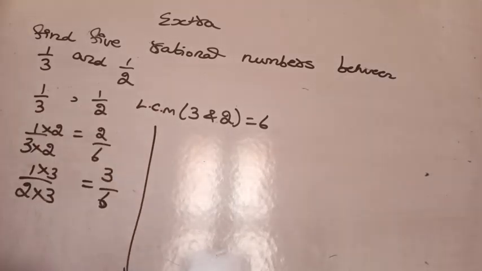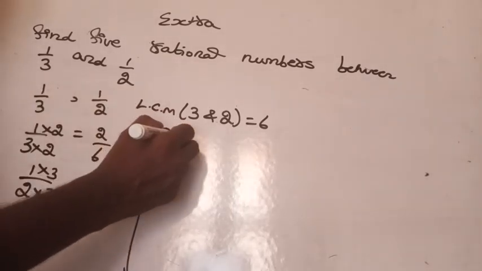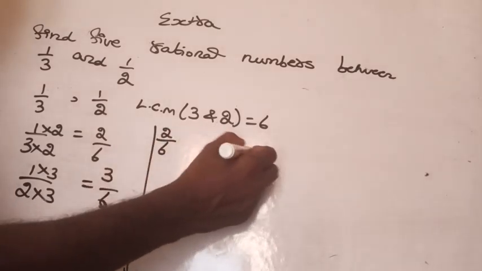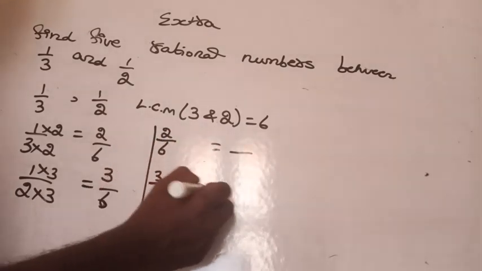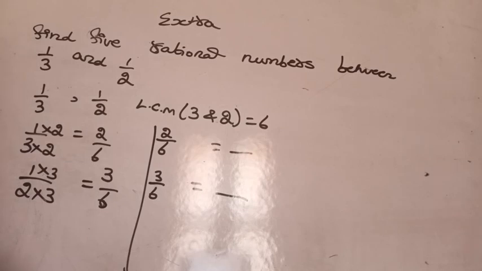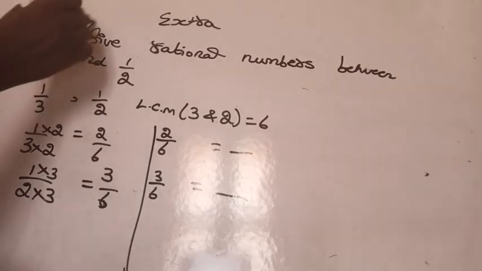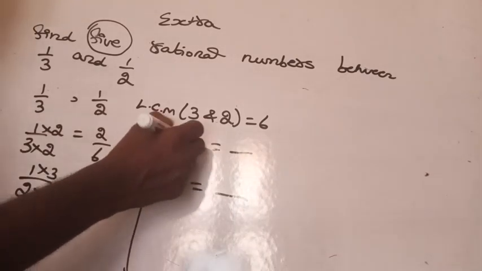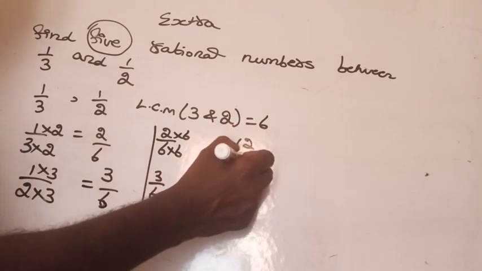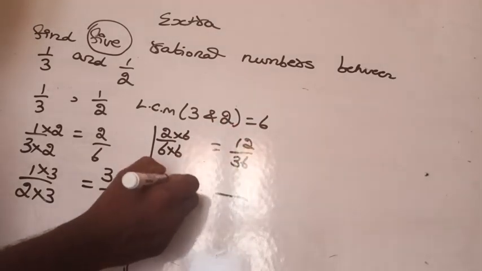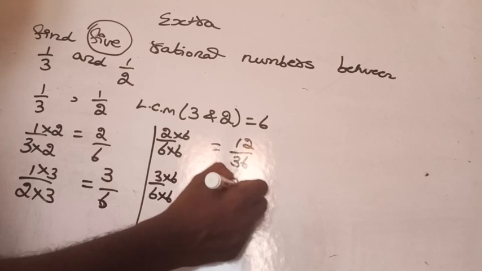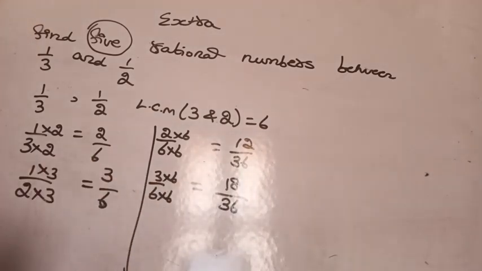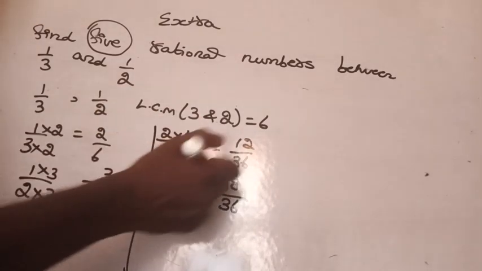Again you have to write down the equivalent fractions for these, 2 by 6 and 3 by 6. It's very simple. Now how many rational numbers are you going to find? Insert 5 rational numbers, so n plus 1. n is 5 here, so 5 plus 1 is 6. Multiply by 6 here also, so 12 by 36. Here 6, 18 by 36. Now we got 5 rational numbers in between these 12 and 18.